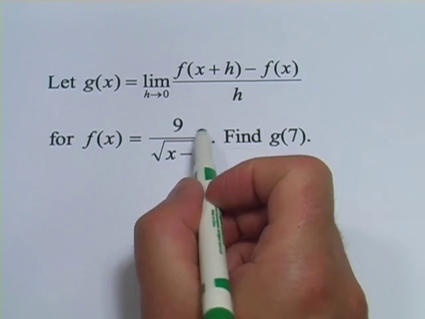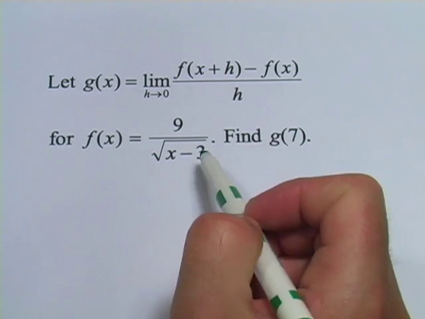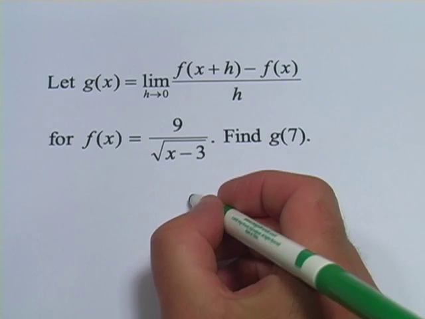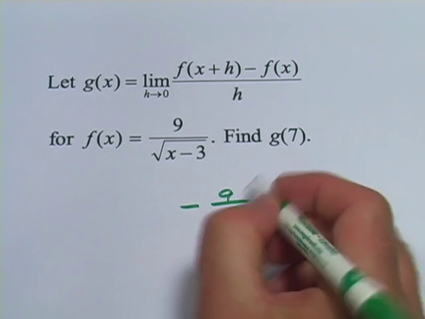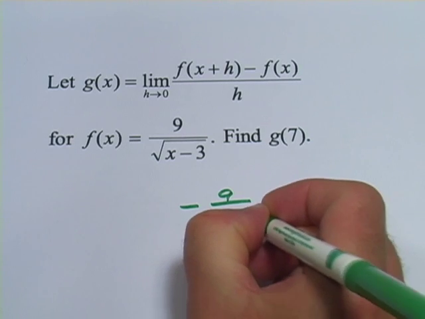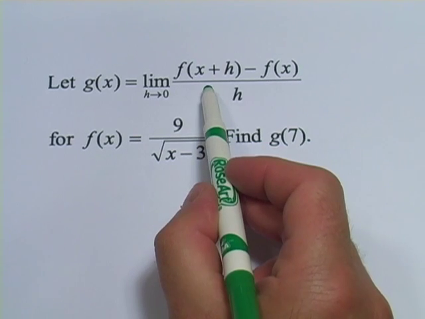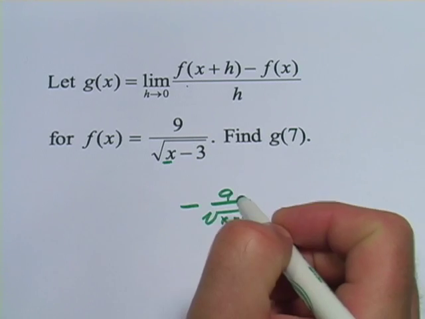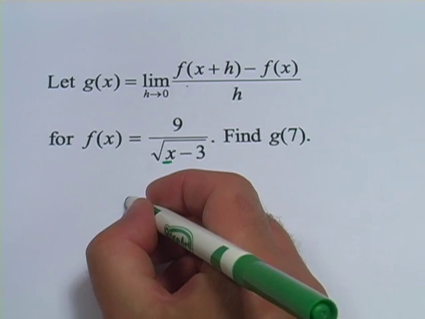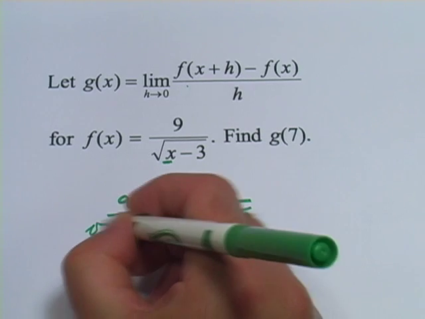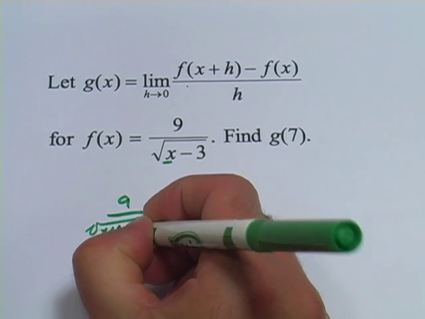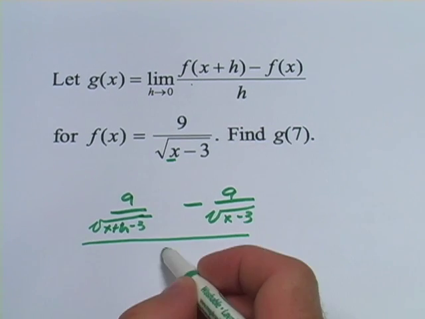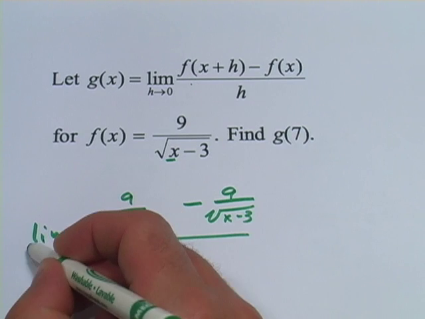But we're going to ignore that for right now and just calculate this limit in kind of a brute force way. Let me start by plugging in f of x up here. When I plug it in here, it's pretty easy. Minus f of x is just minus 9 over the square root of x minus 3. It's a little less obvious what f of x plus h is. What happens here is that the x becomes x plus h. So f of x plus h is 9 over the square root of x plus h minus 3. And this is all over h, and this is the limit as h approaches 0.